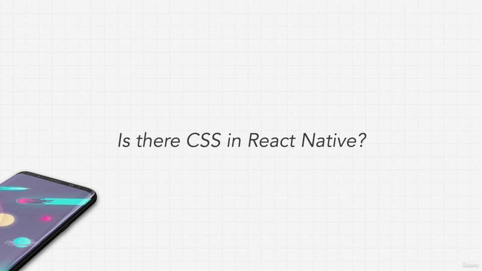Ready for the answer? Technically, no. Technically, there is no CSS in React Native because remember, we're not on the web. CSS and HTML are for the web, right? React Native instead uses native mobile tools. So the CSS that we use in React Native is actually built through JavaScript. It's based on the CSS syntax, but a little bit different.